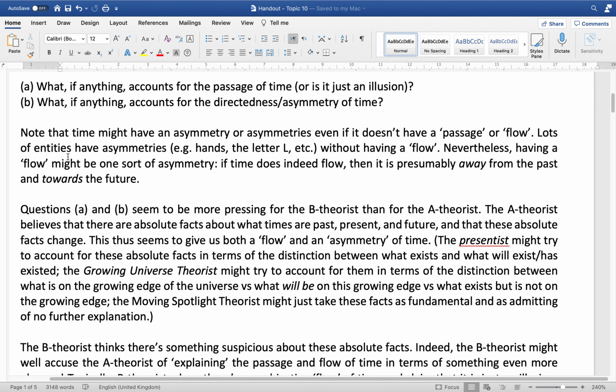So the A theorist might just think, okay, well, we can account for the arrow of time, the directedness, in terms of the flow. So the question of what accounts for the arrow might be less pressing for them. So the A theorist, of course, believes that there are absolute facts about what times are past, present, and future, that these absolute facts change, potentially giving us this flow.